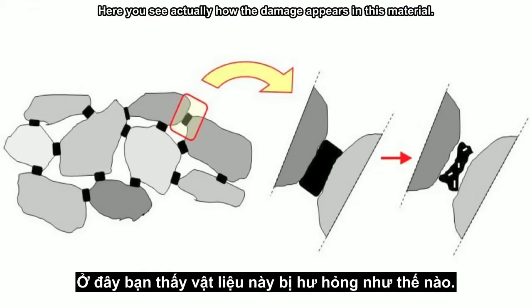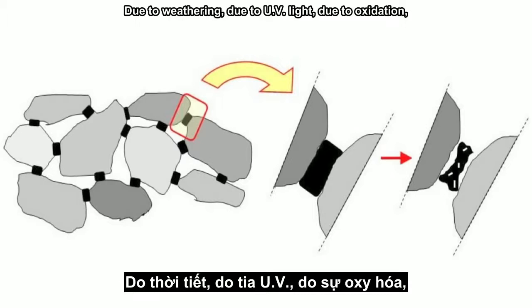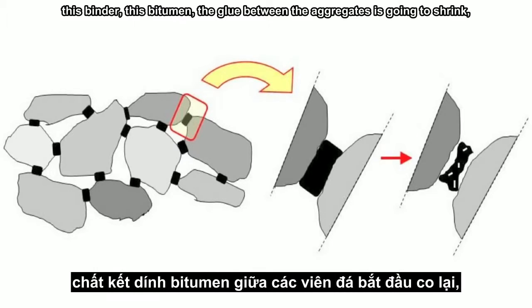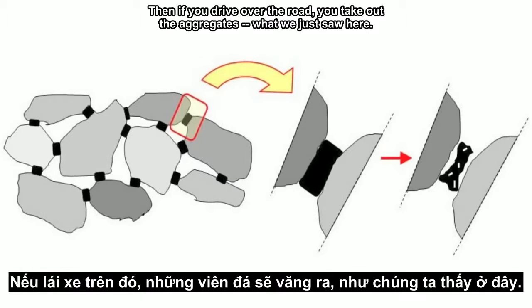Here you see how the damage appears in this material. It's a porous asphalt, like I said, so you have only a small amount of binder between the stones. Due to weathering, UV light, and oxidation, this binder, this bitumen, the glue between the aggregates, is going to shrink. And if it shrinks, it gets micro cracks and it delaminates from the aggregates. And then if you drive over the road, you take out the aggregates, what we just saw here.